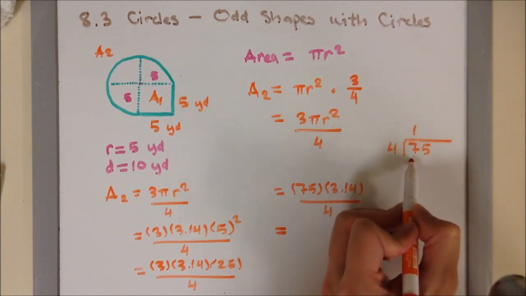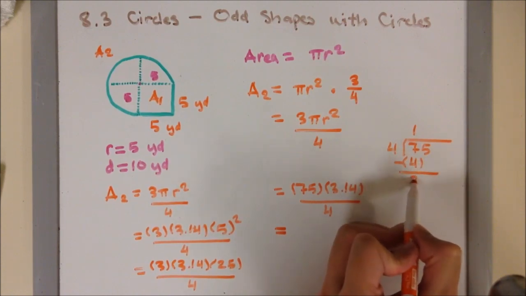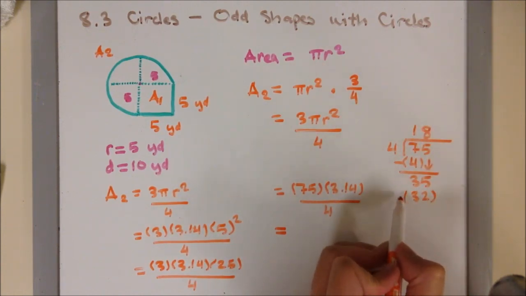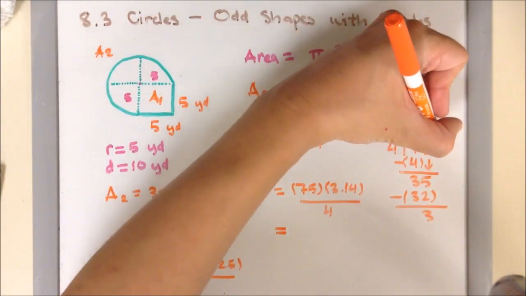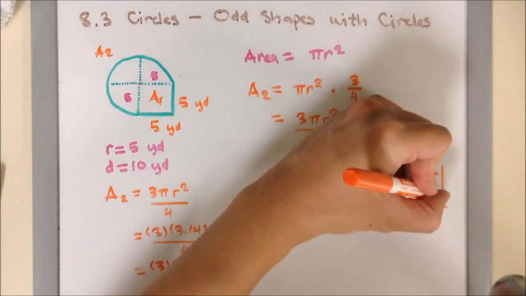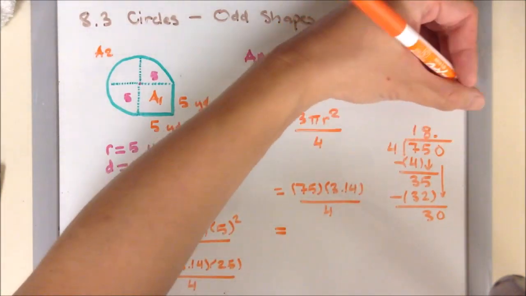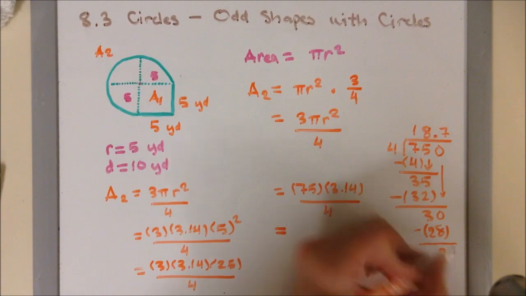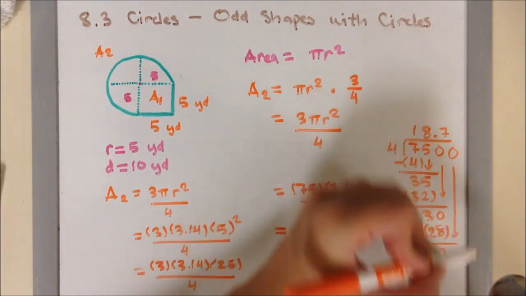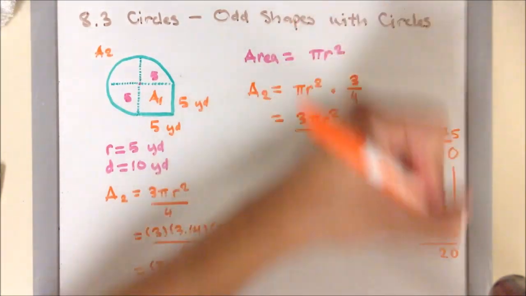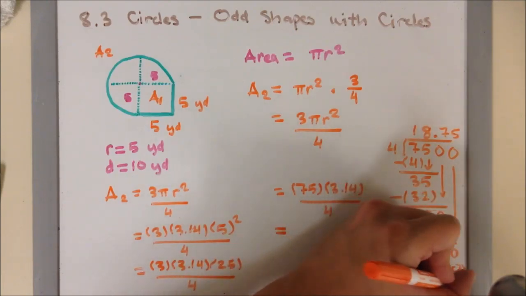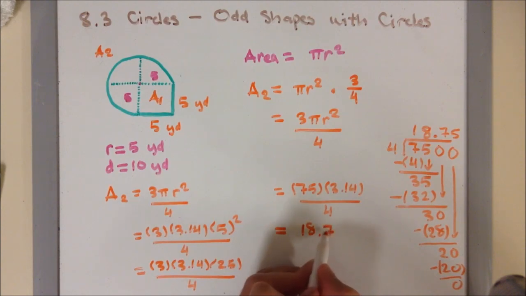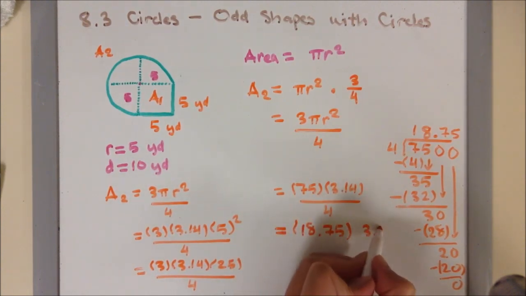4 can go in 7 one time. So I'm left with 3. Bring down the 5. So 4 can go in 35 8 times, which is 32, leaving 3. So I'm going to add a 0 here. When I do that, I must add a decimal. Bring down my 0, so that's 30. So 4 goes in 30 7 times, so that's 28. I'm left with 2, so I'm going to add another 0 and bring it down, so that makes it 20. 4 goes into 20 5 times, and my remainder is 0. So 75 divided by 4 is 18.75, and then I'm going to multiply by 3.14.